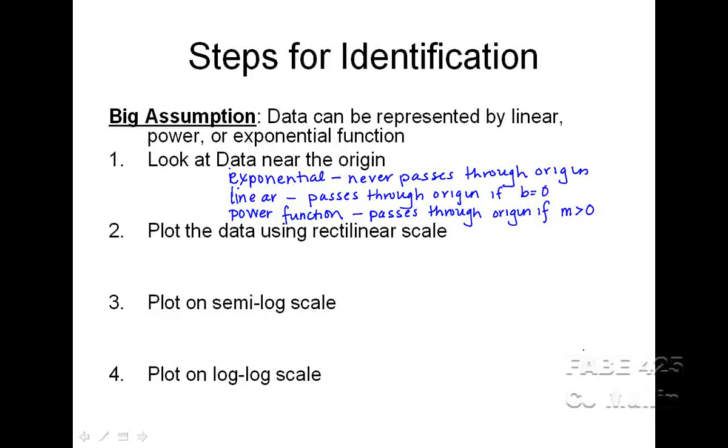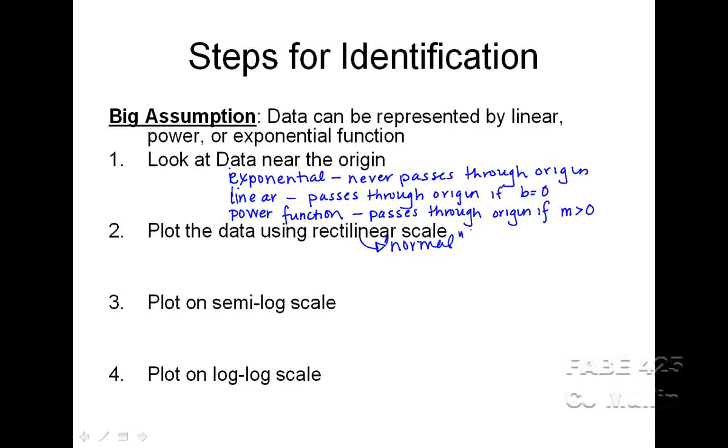Fancy word for the normal scale. So if anybody's asking what the heck that means, that's just the normal. I'll put it in quotes because the technical term would be rectilinear. So we're going to plot the data. When you plot the data, if you get a straight line on a rectilinear scale, then you know that you have a linear function. And that was what we got in the cantilever beam example.